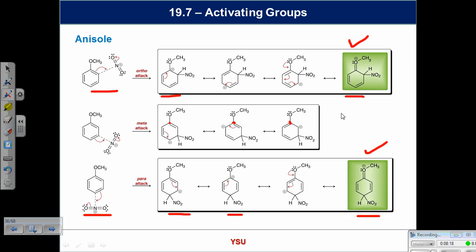So for the activating groups, it's fairly clear. Put the charge next to the substituent, it helps. If you don't put it there, the substituent can't help.